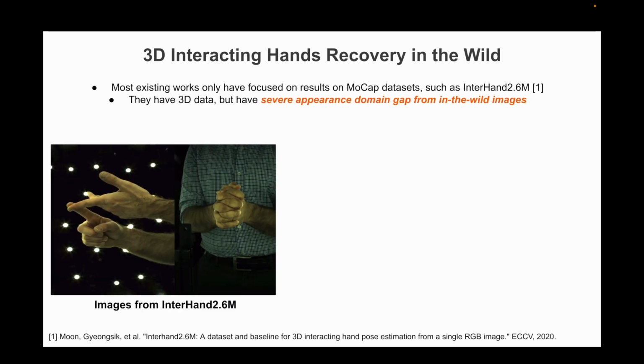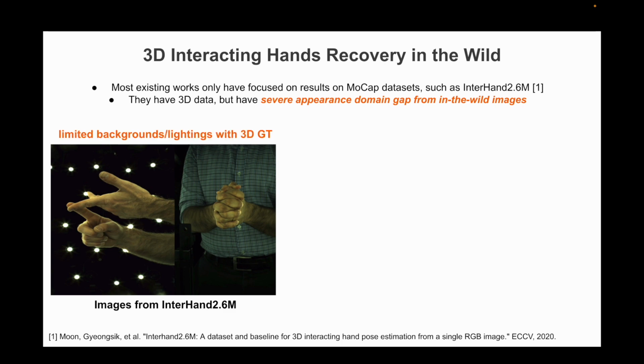There have been many attempts to recover 3D interacting hands from a single RGB image, but most of them have focused on results on mocap datasets, such as the InterHand dataset. Such mocap datasets have 3D ground truths, but have a severe appearance domain gap from InterWild images.